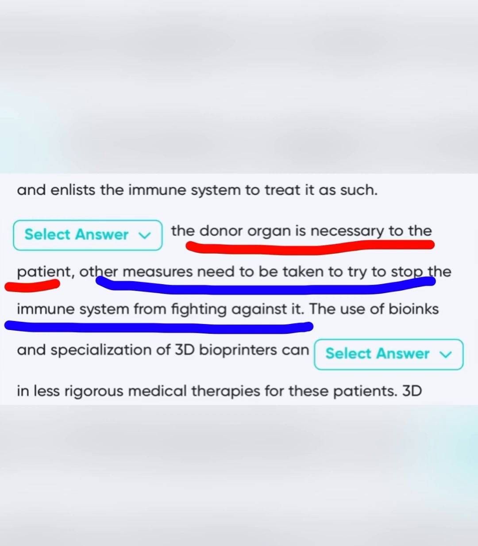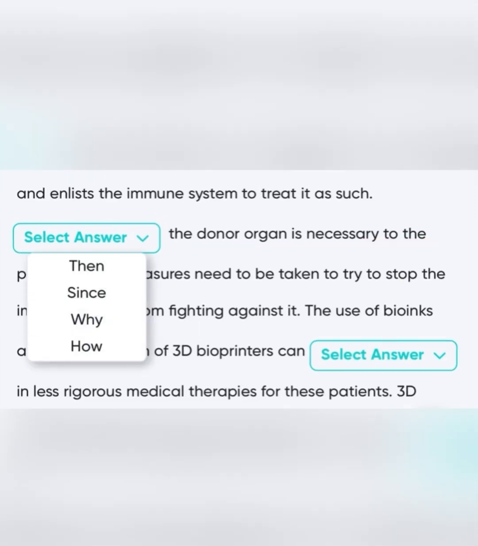Now let's move to the first word to be used in the complex sentence. There are particular words which can be used in the beginning of a complex sentence, not all the words, right? Out of these options, then, why, and how can never be used in the beginning of a complex sentence, right? Which words can be used in the beginning of a complex sentence will be discussed in another video related to complex sentences only. So here the right option is since.